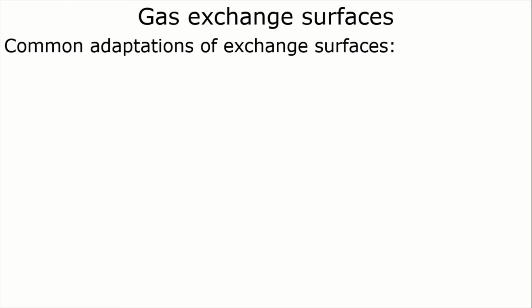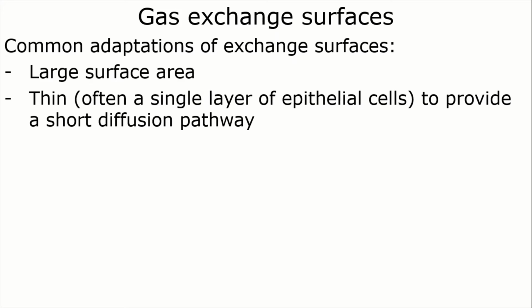Gas exchange takes place over something called an exchange surface, and this could be something like a plant leaf or a fish gill. Gas exchange surfaces have several common adaptations. One of these is that they have a large surface area. The bigger the surface area, the more gas exchange can occur over that area and the more efficient the system is. They're also often very thin. If you think about a leaf, it's a very thin surface, and we'll have a look at the structure of a fish gill later, but again, they are very thin, and often these exchange surfaces are a single layer of epithelial cells.